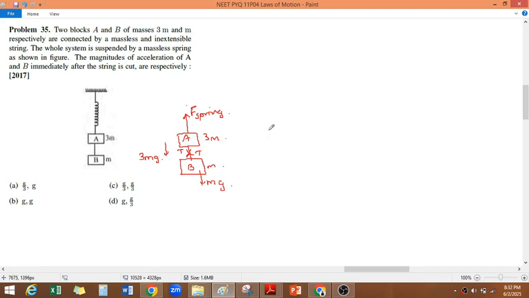So that means if I think about A alone, tension is pulling downwards, 3mg is pulling downwards, F spring is acting upwards. So sigma F is equal to ma, most important formula in mechanics. So F spring is acting upwards, so it is positive, minus tension acting downwards, minus 3mg acting downwards. You see right now it is not moving, right? So it's kind of in equilibrium. So when it is in equilibrium, it means acceleration is 0, not moving.